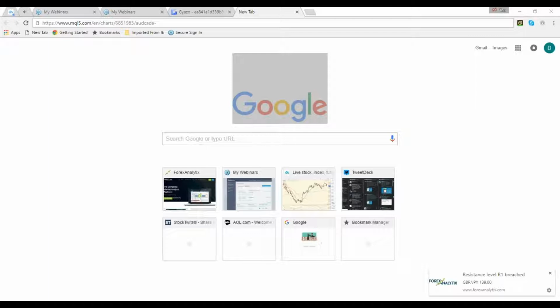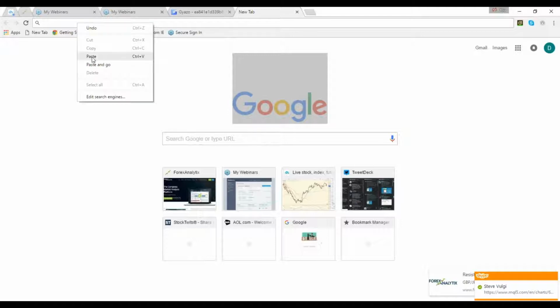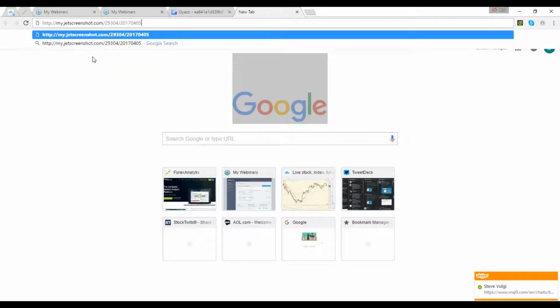And we're getting an alert from ForexAnalytix right now. Guppy has just breached the first resistance level. Anyone long Guppy? Dale, I just put the link again. This link should work for our friend that sent an Aussie CAD.